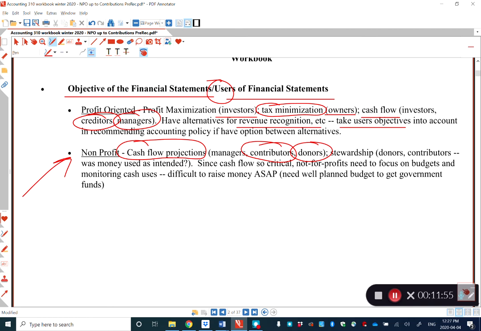And the contributors and donors are looking to see how that cash is spent. They're looking at the stewardship of the organization. How is the organization run? Are the contributions that I'm making going towards the actual programs, right? What the money was intended for a specific purpose. Is it being spent on that purpose? So cash flow is very, very critical, and there's a huge focus on budgeting.